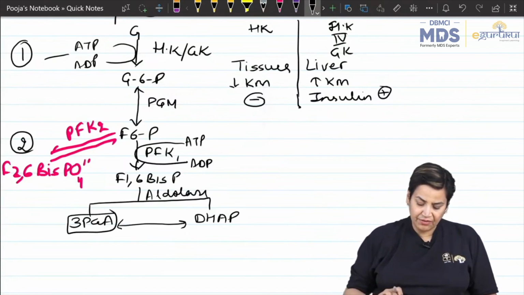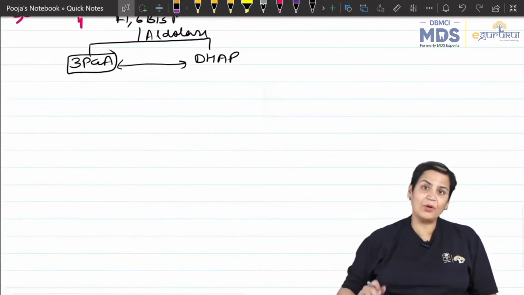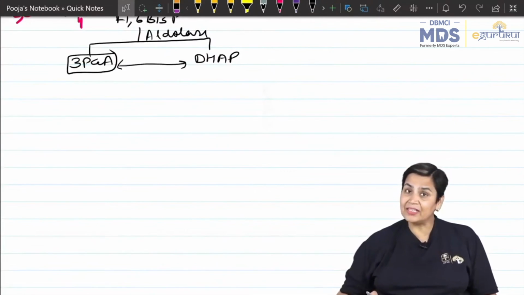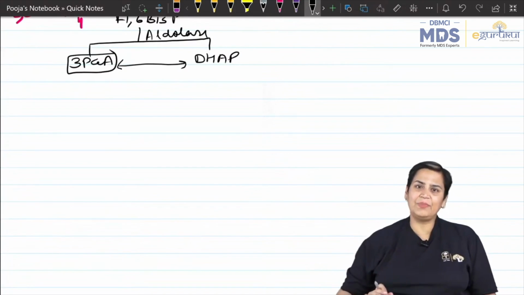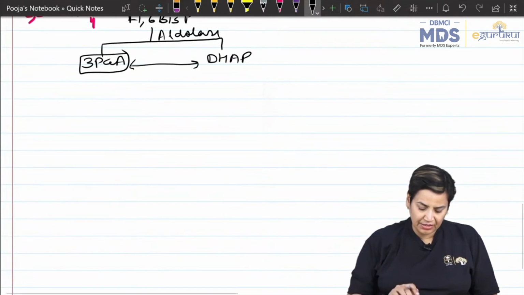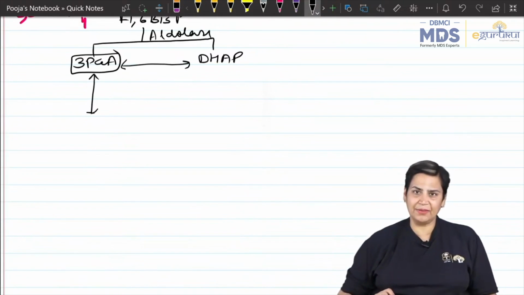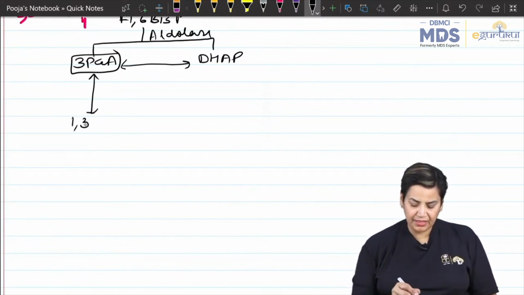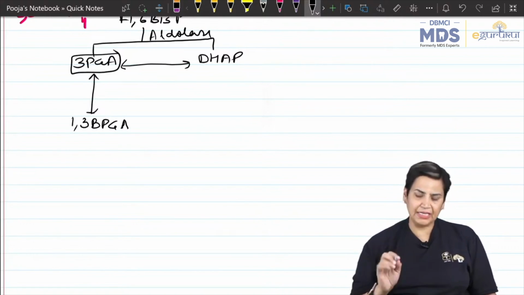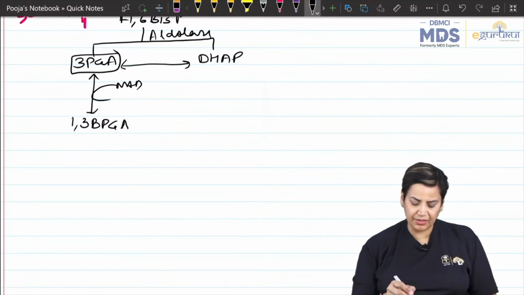This 3-PGA will now have to, because this is a catabolic process, that means the body requires energy, isn't it? So this 3-PGA will now give energy to the body, because whatever ATP is invested, it will be regenerated back. So this 3-PGA will undergo 2 steps at the same time, forming 1,3-bisphosphoglyceric acid. The enzyme is a simple dehydrogenase, and NAD will be converted into NADH plus H positive.